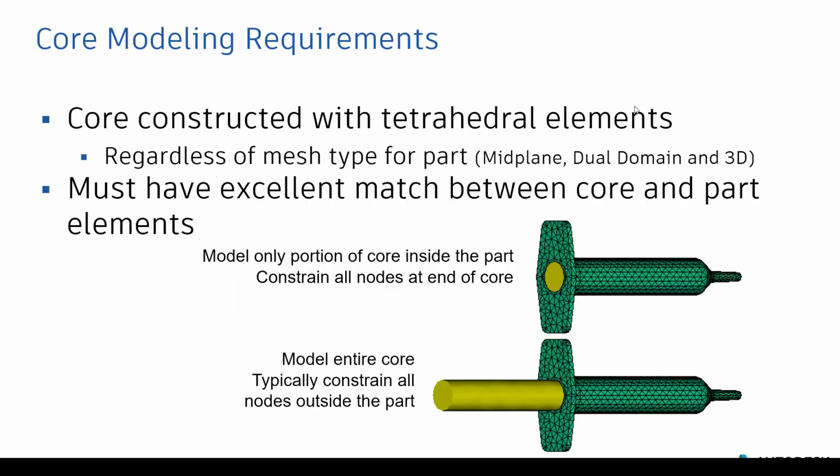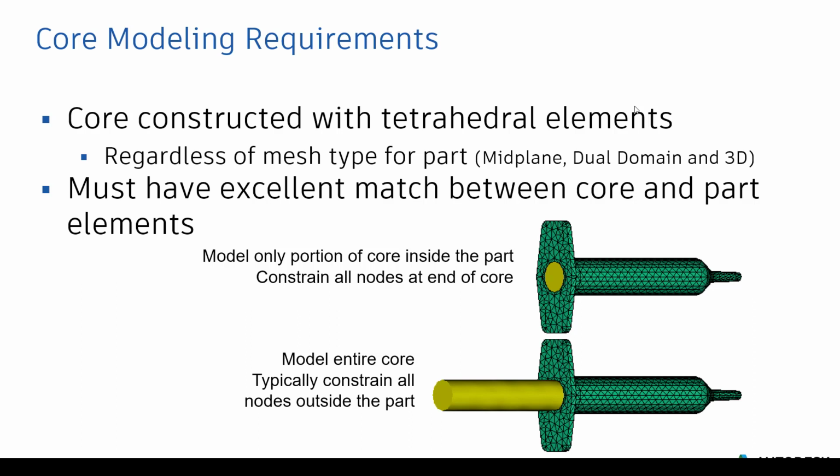So what are the basic requirements to run the core shift analysis? Well, we need the part. Part can be anything: midplane, dual domain, or 3D mesh. But the core has to be constructed of tetrahedral elements or 3D mesh. It must have an excellent mesh match between the core part and element, and I'll try to show you during the demonstration of the workflow.